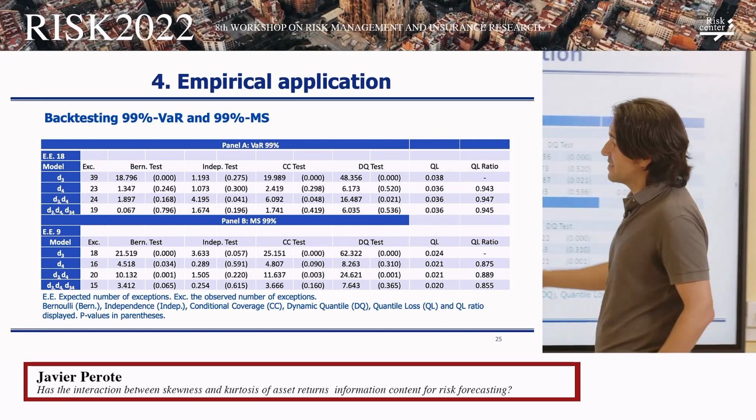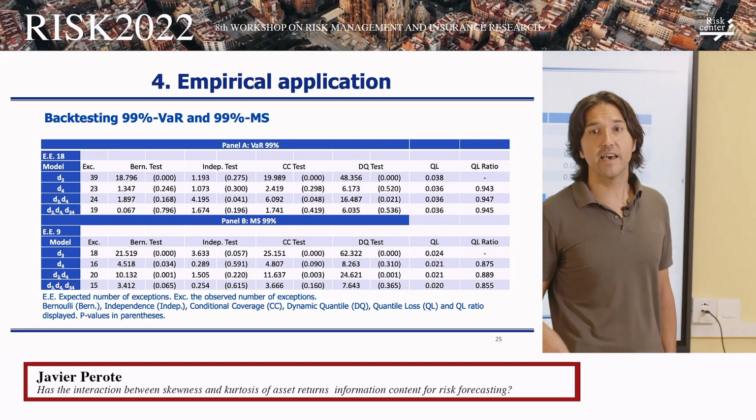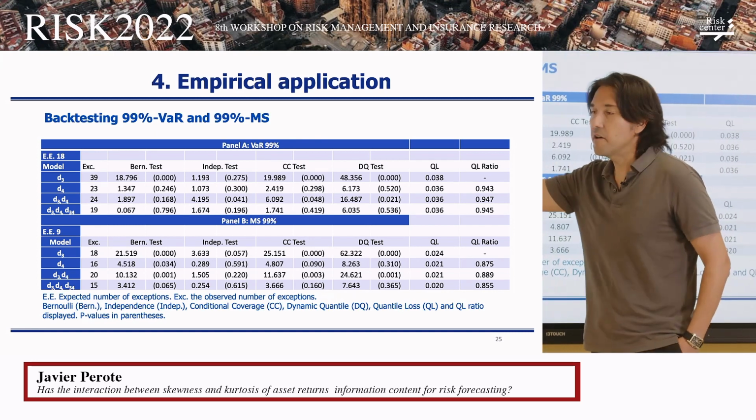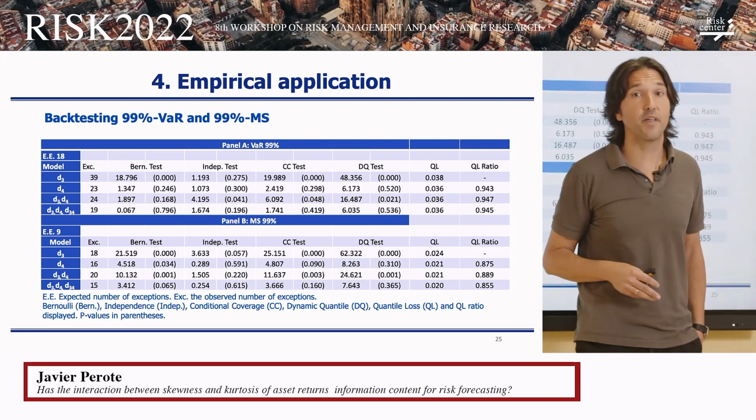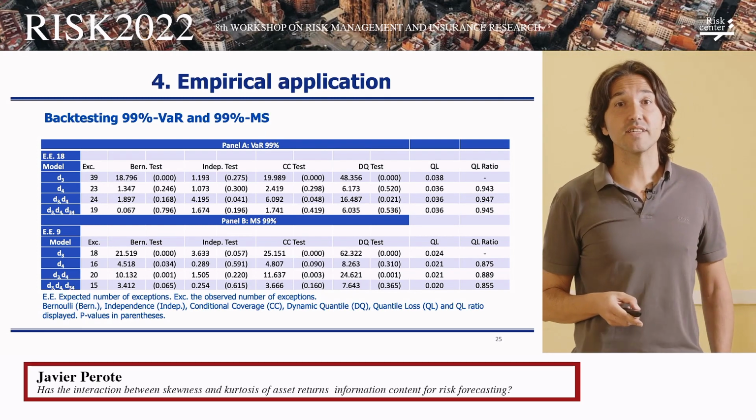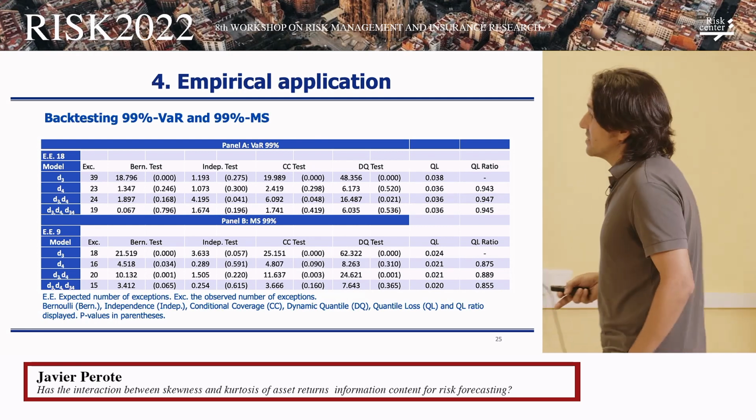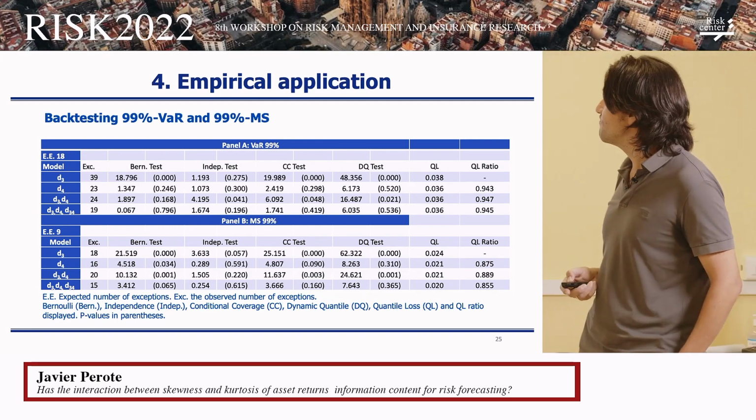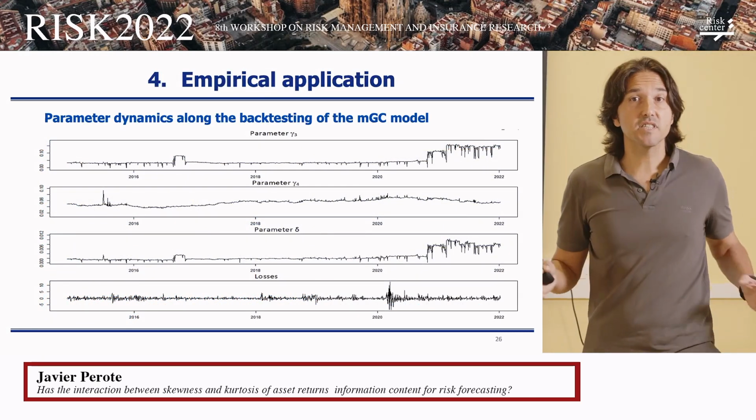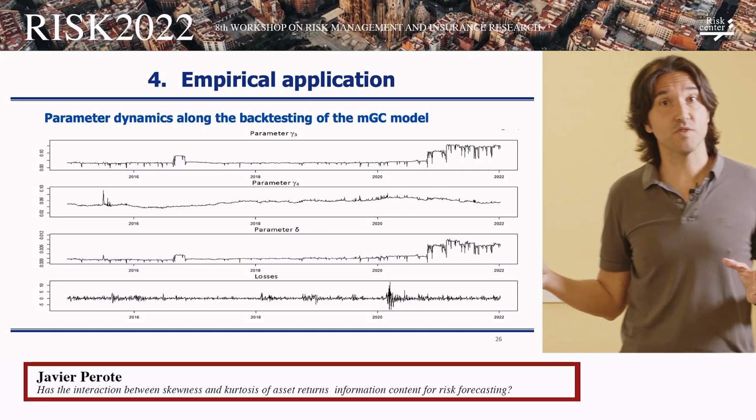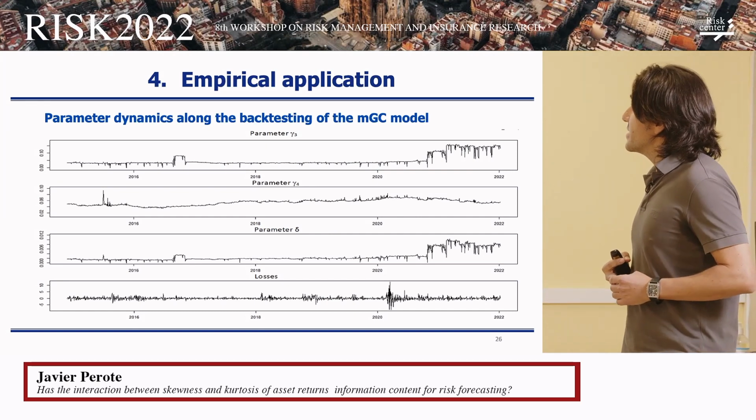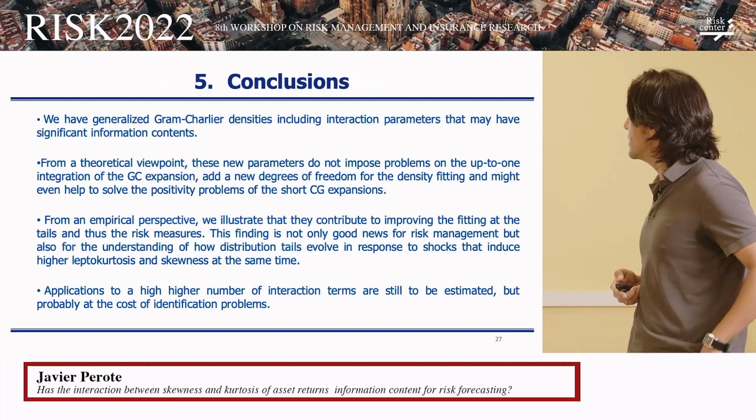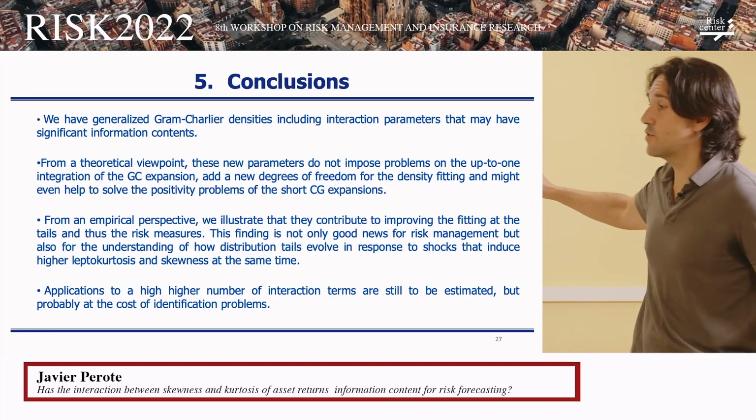And what we have is that by introducing this interaction effect, the exceedances are quite close, even closer than the other specifications, to the theoretical values. And this happens as well when we use the median shortfall instead of the value at risk. So this is quite a good performance for our specification. This is the parameter dynamics along the backtesting, but I'm not going to say anything about this. And just going to the conclusions.